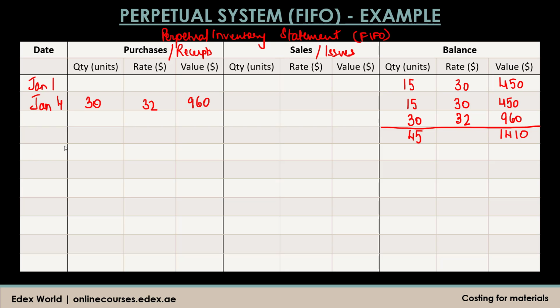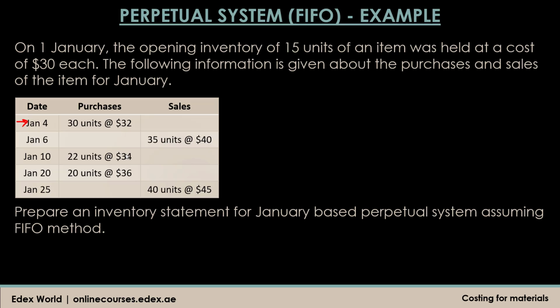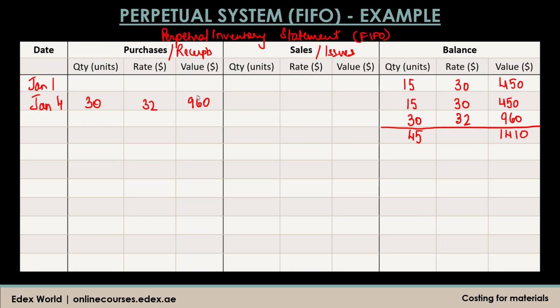Then if we go back to our example, Jan 6, there was an issue of 35 units at $40. In fact, this was sales. So 35 units were sold at $40. So coming to the next row, Jan 6, 35 units at $40, but that $40 is the selling price. In our inventory statement, in the sales column under the rate, we're not supposed to write the selling price. We are supposed to write the rate at which the inventory items were issued or taken out.